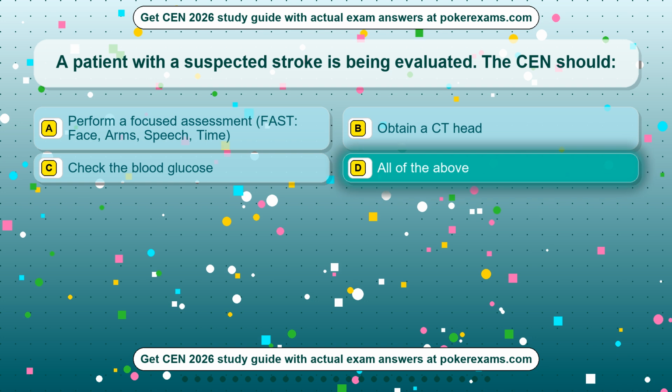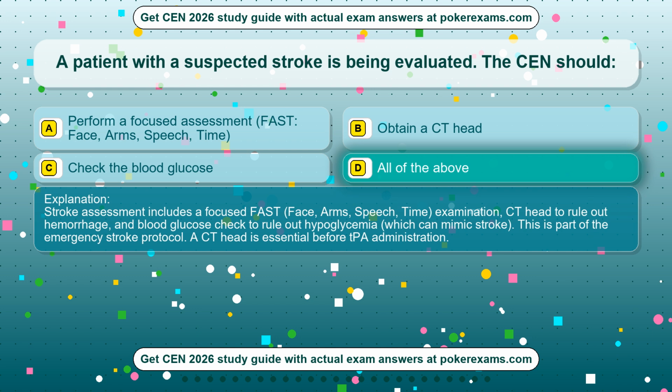All of the above. Stroke assessment includes a focused FAST (face, arms, speech, time) examination, a CT head to rule out hemorrhage, and a blood glucose check to rule out hypoglycemia, which can mimic stroke. This is part of the emergency stroke protocol. A CT head is essential before TPA administration.